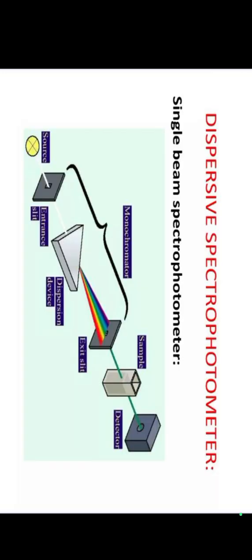This is a picture of the dispersive spectrophotometer. This is one of the single beam spectrophotometers. The dispersive spectrophotometer consists of source, entrance slit, dispersive device, exit slit. These all parts are included in the monochromator. Next we have the sample and detector.